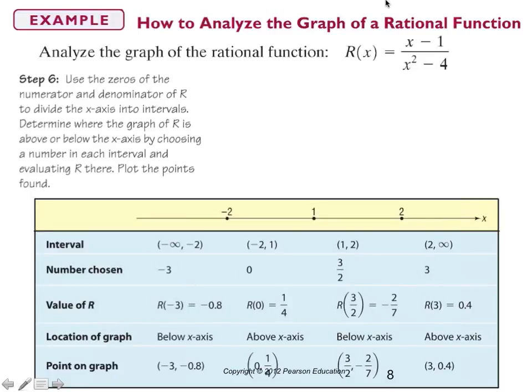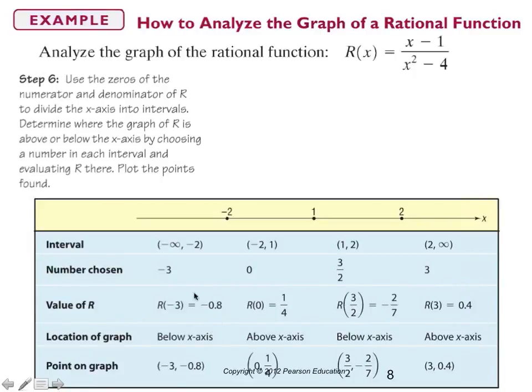So all you have to do is just plug those values in for x, and you're just going to get some answer. It's not necessary that it's exact. You're looking for an approximate, and really what is most important is that you know whether it's positive or negative. Now in this case, it's -0.8 if we plug -3 in for x, 1/4 if we plug 0 in for x, -2/7 if we plug 3/2 in for x, and 0.4 if we plug 3 in for x.